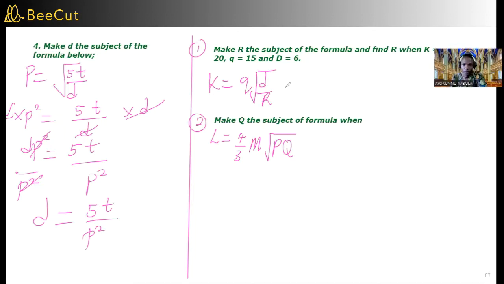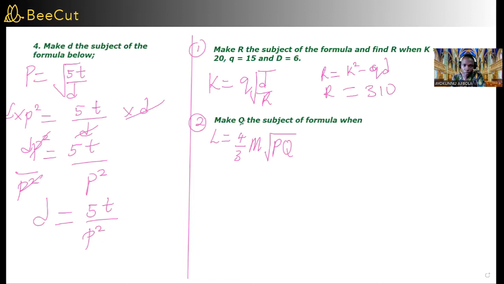Yes, sir. Okay, so what is your answer to the first one? What is your R, R as the subject of the formula? My R is 310. No, I mean the R formula. R equals to what? R equals K square minus QD. K square minus QD. Okay, so you now got R to be what? 310. Okay.